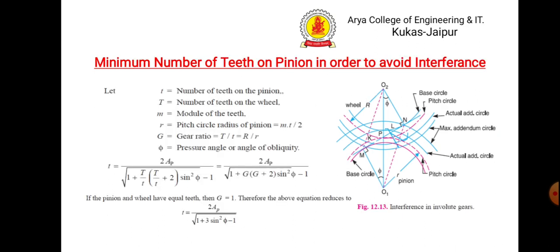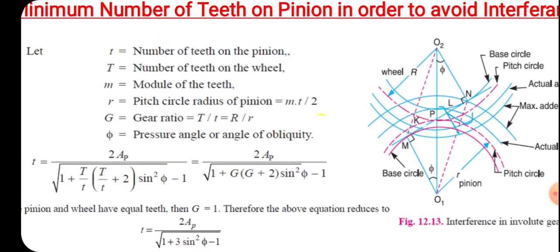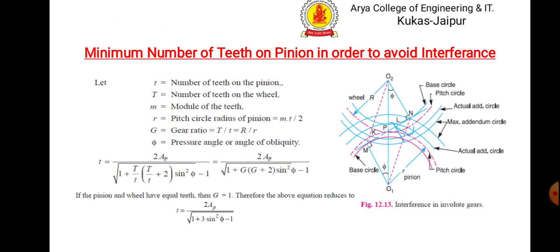Now, if you want to find out the minimum number of teeth on the pinion to avoid this interference, then the formula will be 2Ap upon (1 plus G into (G plus 2) sin square phi minus 1). In this, small t is the minimum number of teeth on the pinion, capital T is the number of teeth on the wheel, m is the module of the teeth, r is the pitch circle radius of the pinion, G is the gear ratio, which is T upon t, and phi is the pressure angle or angle of obliquity.